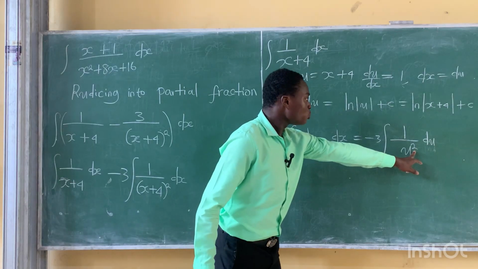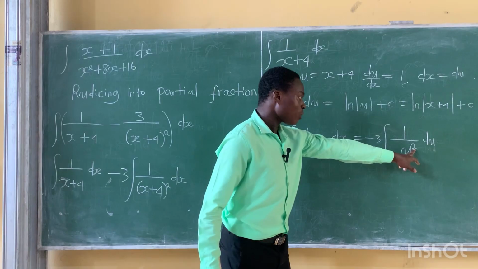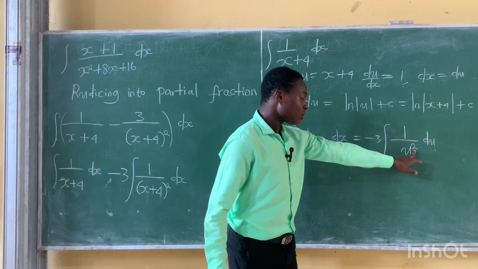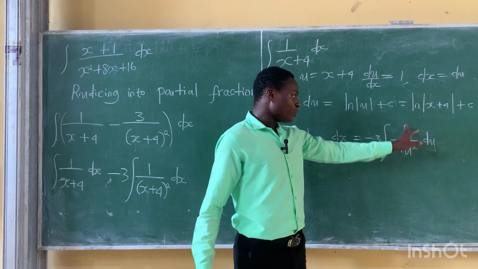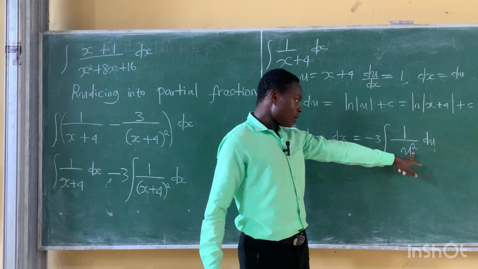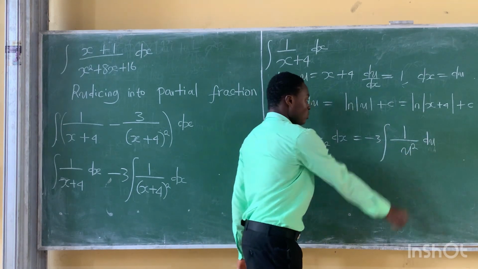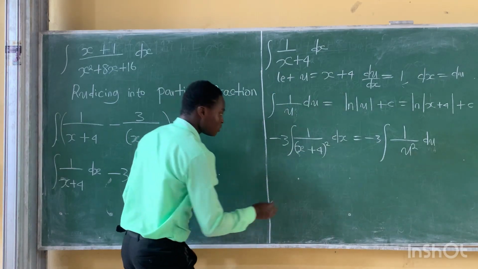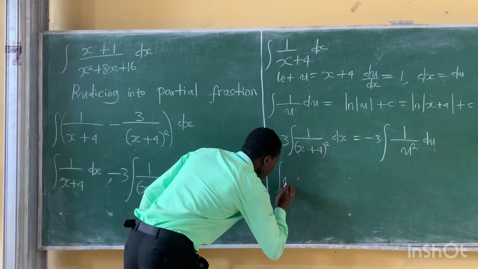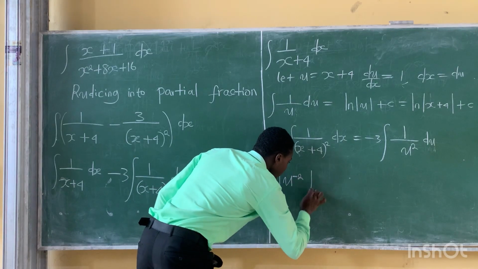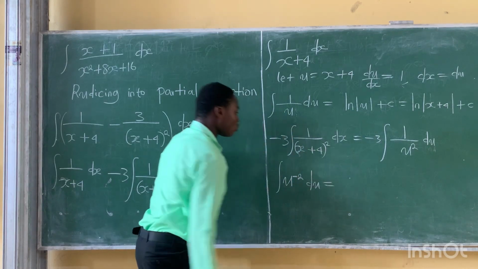Because the power here is 2, we are not going to have the natural log of u. Had the power been 1, you integrate and you have ln of u. But since the power here is 2, we are going to follow the normal process. So the integral of 1 over u squared can be written as u to the power of minus 2, then du. Then you follow your normal integration.